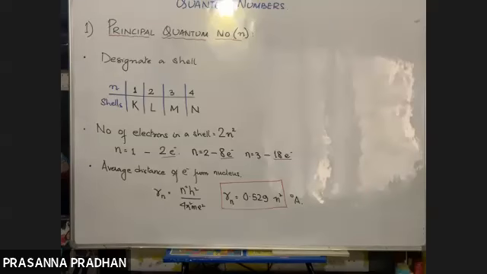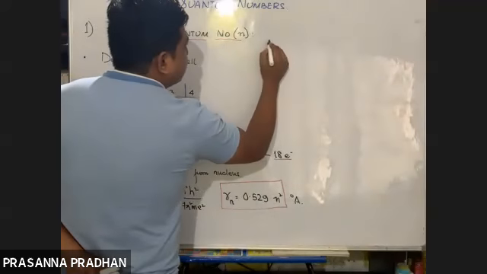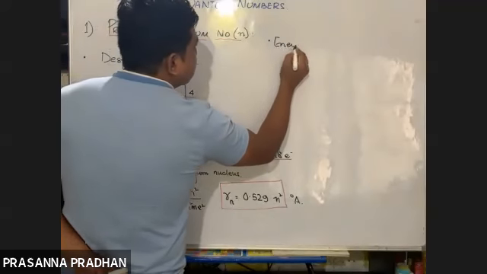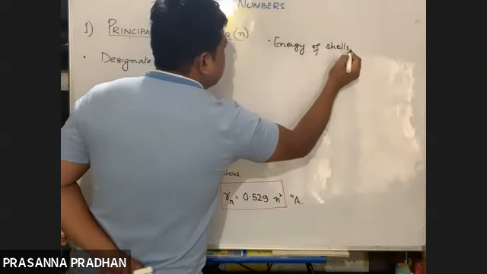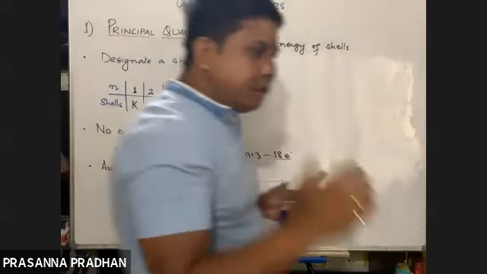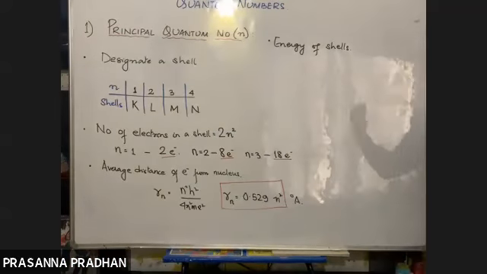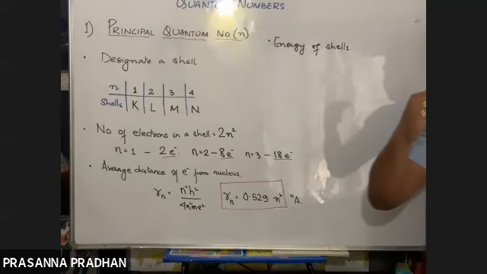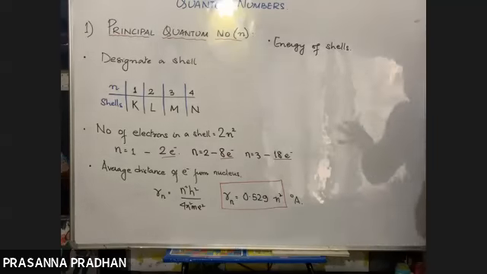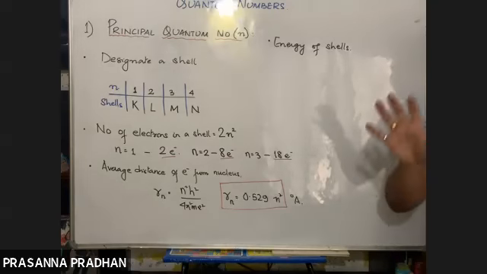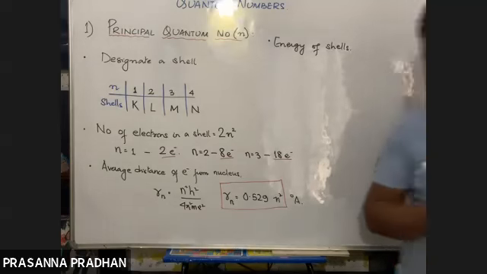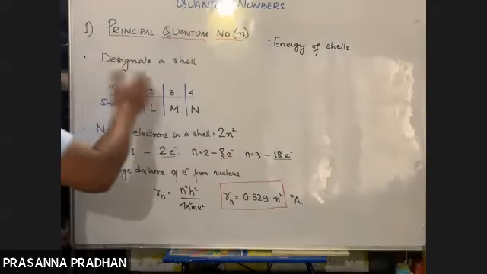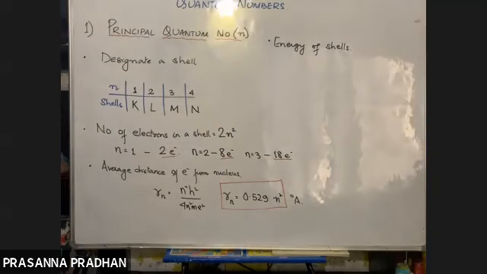Apart from this, are there any other pieces of information? Yes. It also helps us to calculate the energy of shells. We have discussed in detail in Bohr's theory that each shell or each orbit is associated with a definite amount of energy. So this principal quantum number helps us to calculate the energy of shells.